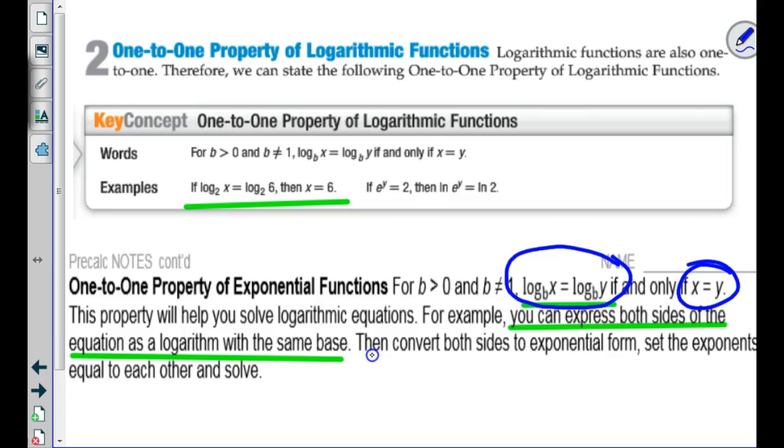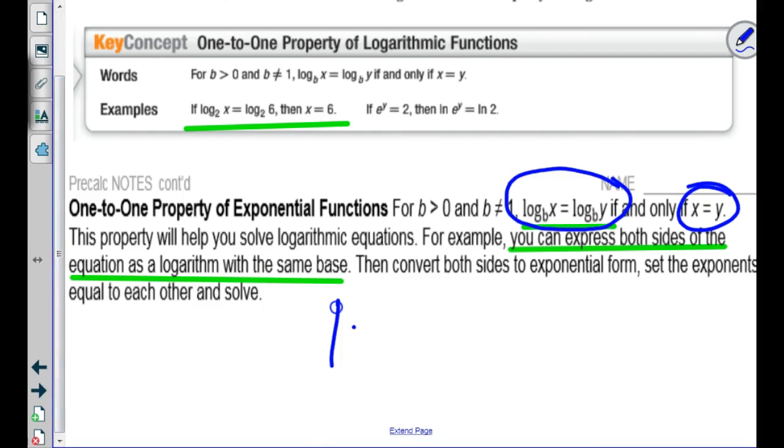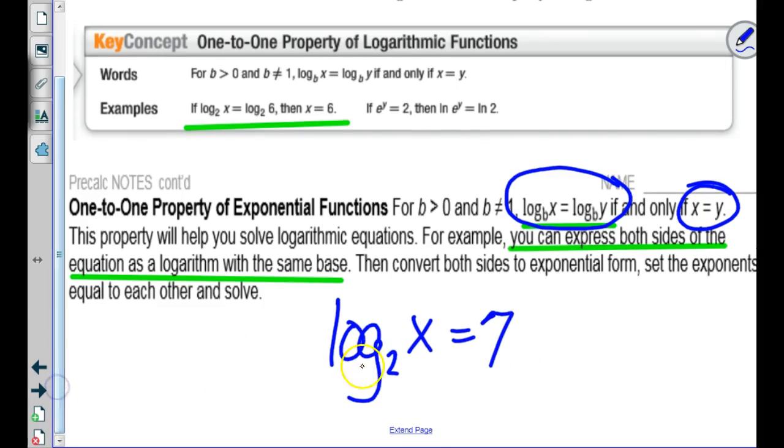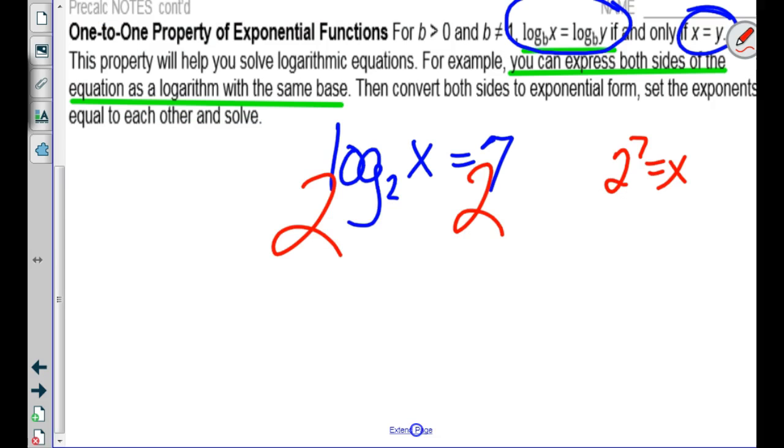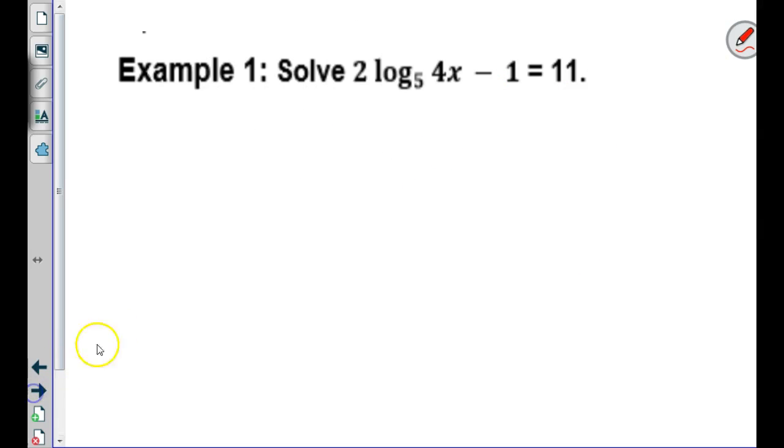But if they don't have one log on each side, then you're going to have to exponentiate or convert it back. So if you just had something like log base 2 of x equals 7, how would you solve that? Yeah, I would say that means 2 to the 7th equals x, but your teacher last year probably taught you to do that. Okay, which is fine. This will wipe this out and you just get an x, and over here you would have 2 to the 7th power, which is the same thing that I was doing. All right.